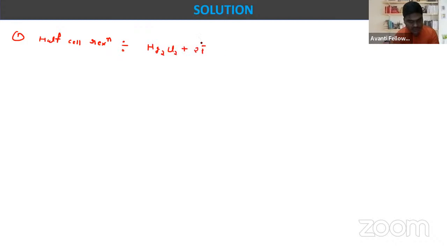How will we calculate this beta? Basically, the half cell reaction is given like this: when Hg2Cl2 accepts two electrons, it becomes 2 Hg plus 2 Cl negative. What is Kc here? Kc is nothing but Cl negative squared.